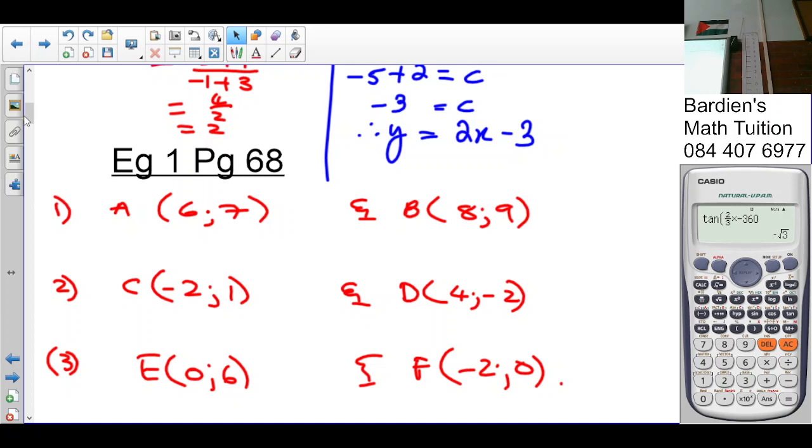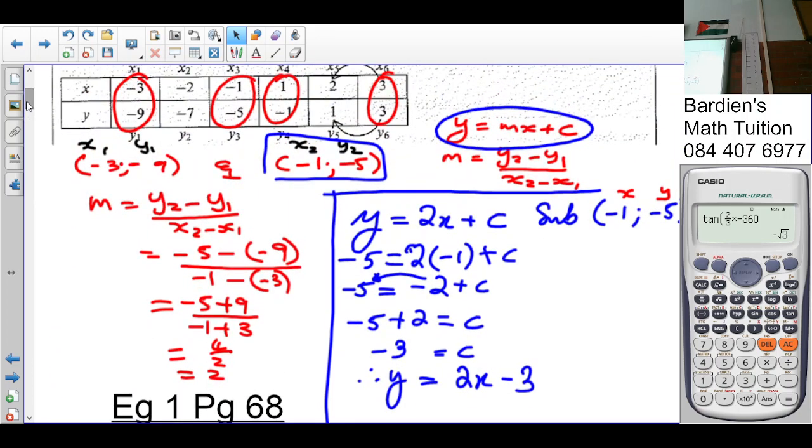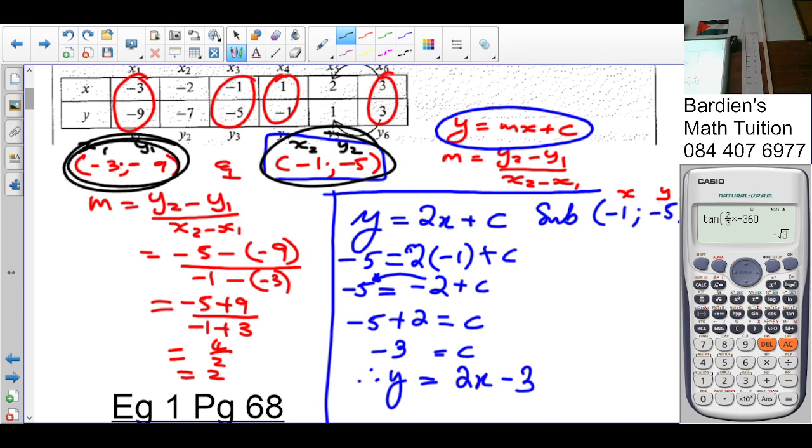People, this is before you leave. I could have substituted any of these 2 points. If I had substituted that point in, you would have gotten the same answer.